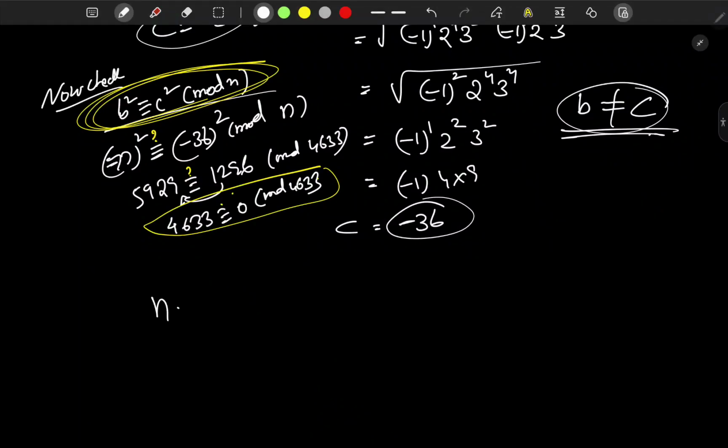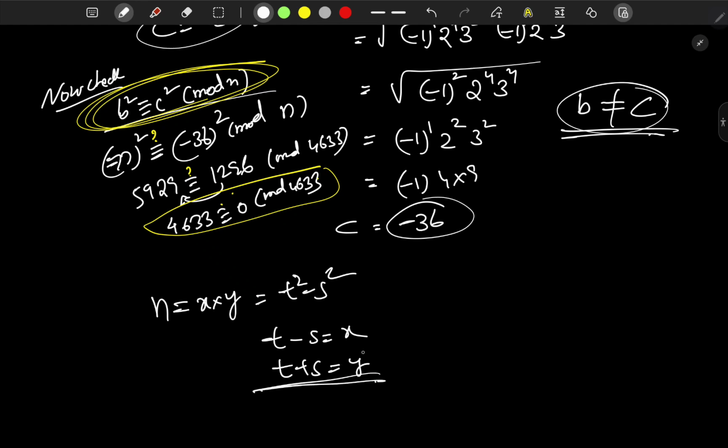I told you initially that n can be thought of as t square minus s square, where t minus s equals x, and t plus s equals y. Here our b and c values are nothing but the t and s values. The b value, 77, is equal to t, and the c value, 36, is equal to s. So this is the procedure.